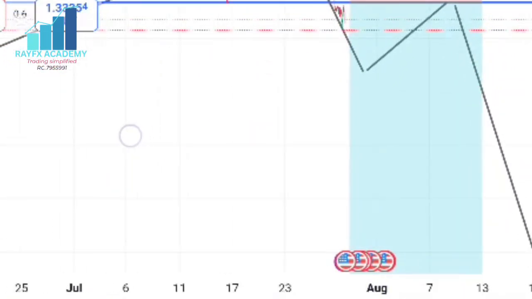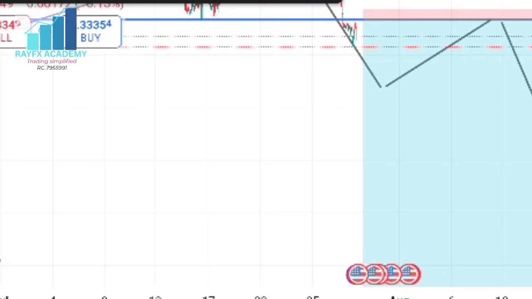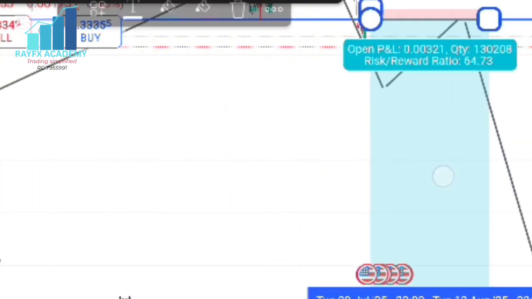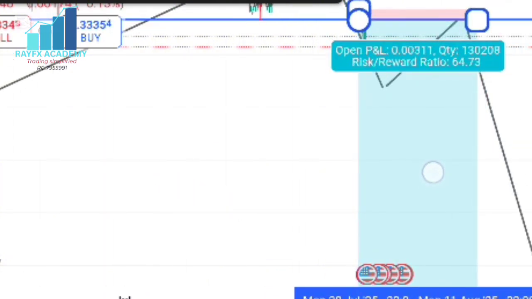You can see what I'm saying. So the 1 hour time frame is telling us there is a retracement around here, but not fully. So we are waiting for that proper inducement. All right, we're waiting for that proper inducement.